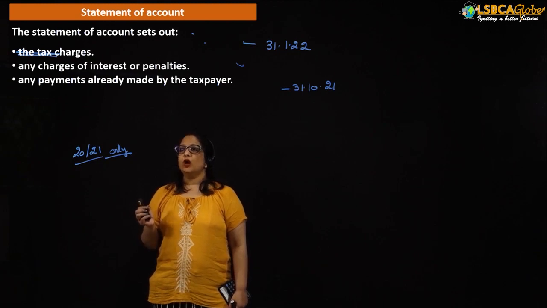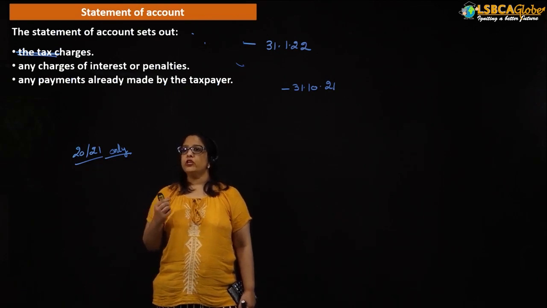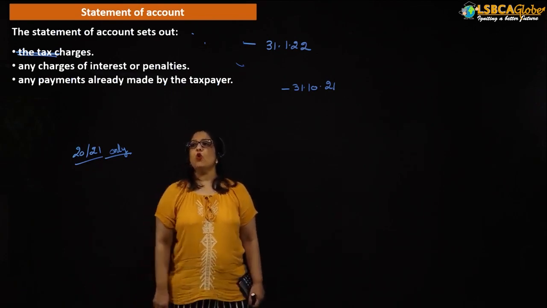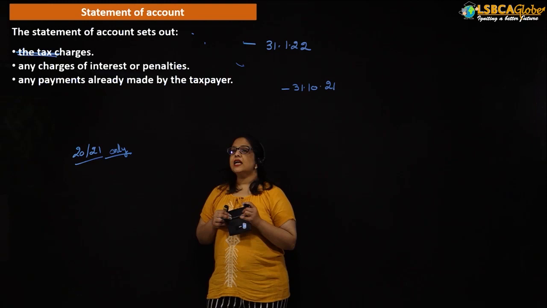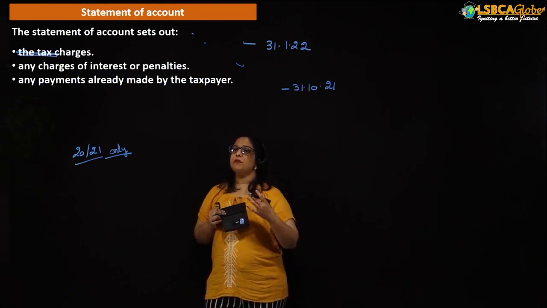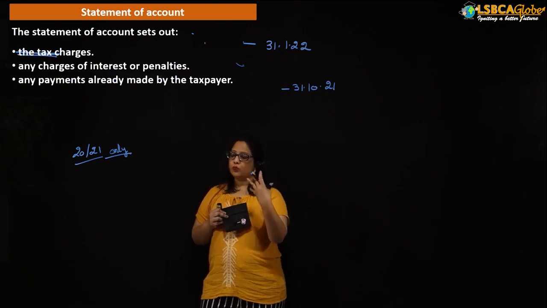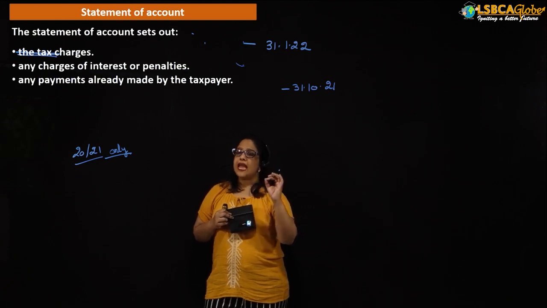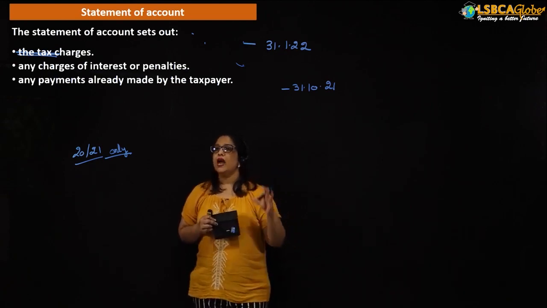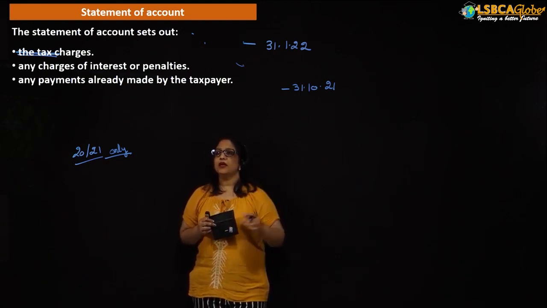The statement of account sets out the tax charges, any charges of interest or penalties, any payments already made by the taxpayer. Class, what are they saying? They are saying like our bank account is there, in the same manner a tax account is there. So in our tax account there is a statement which states how much is the opening balance, how much is the tax of this year, if there is any interest or penalty that will be added. Okay, so after making the payment, if there is any closing balance, is it clear?